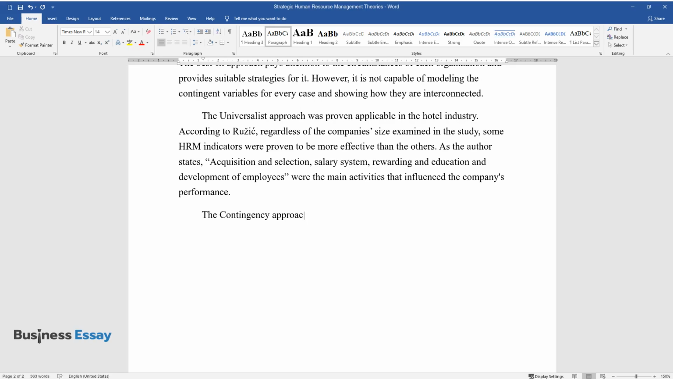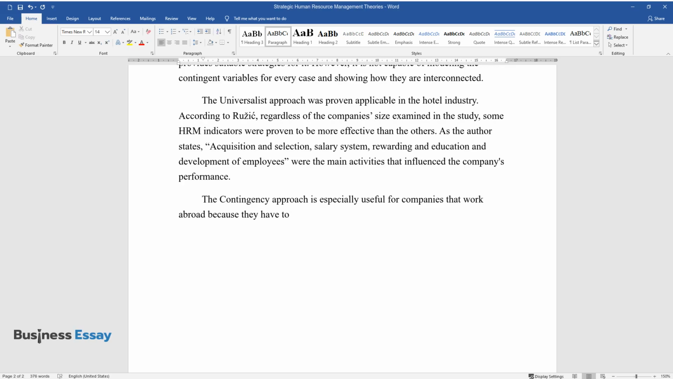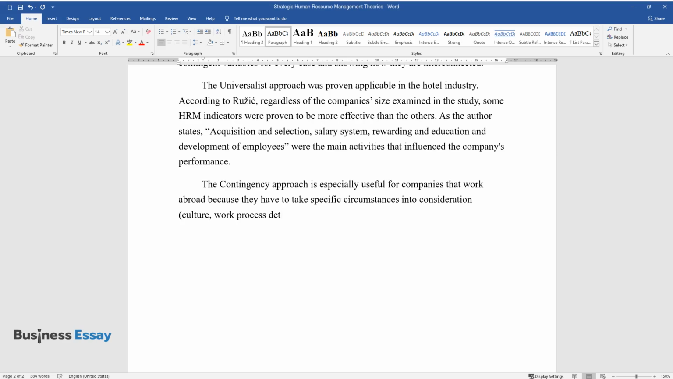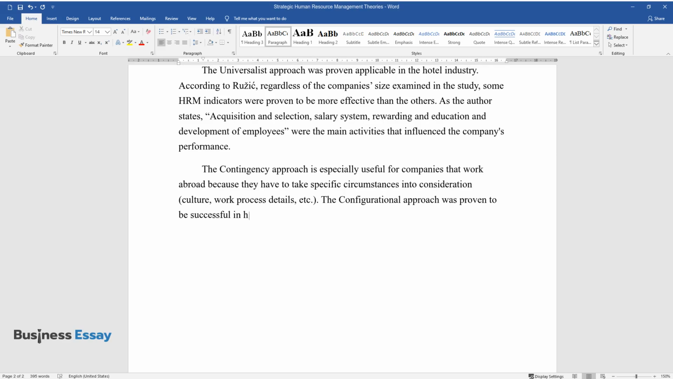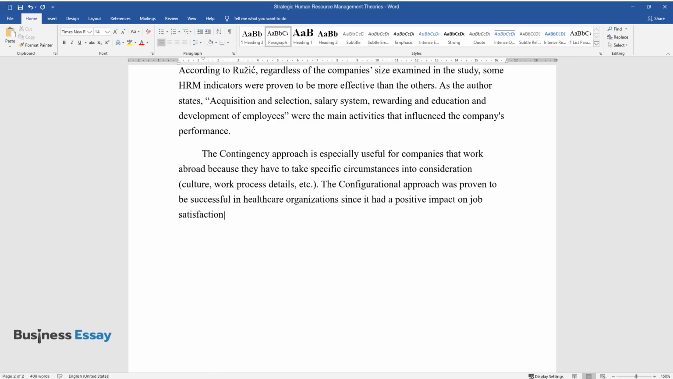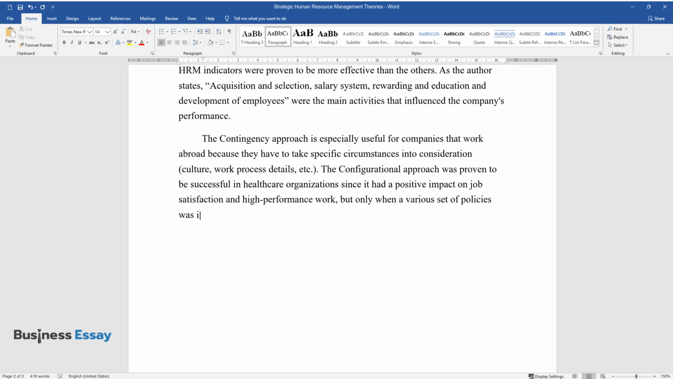The contingency approach is especially useful for companies that work abroad because they have to take specific circumstances into consideration: culture, work process details, etc. The configurational approach was proven to be successful in healthcare organizations since it had a positive impact on job satisfaction and high-performance work, but only when a various set of policies was implemented. To choose an approach, one should carefully regard the specifics of the sector.